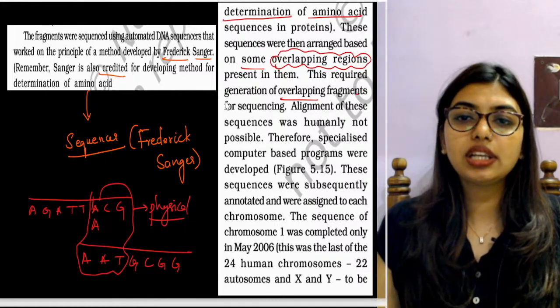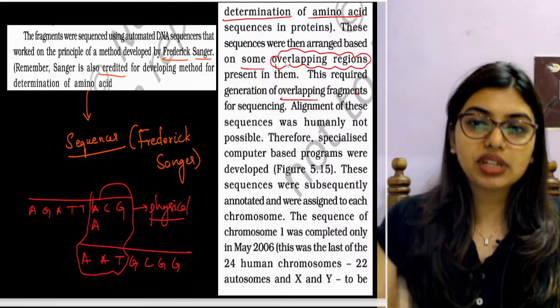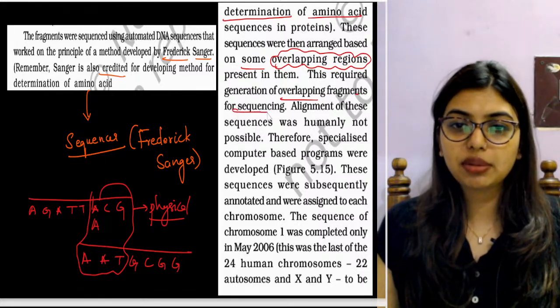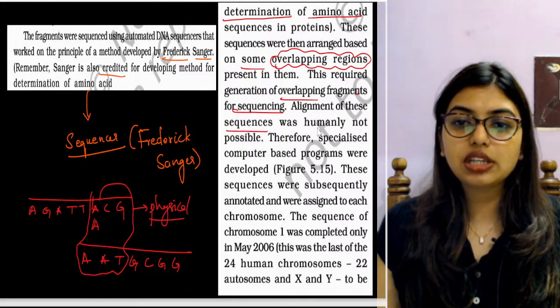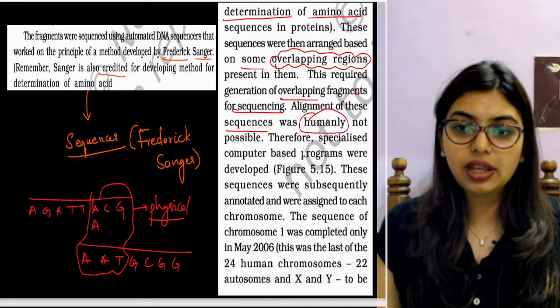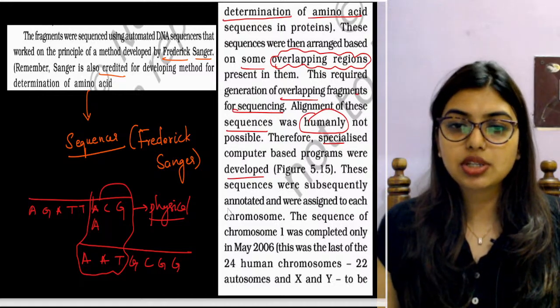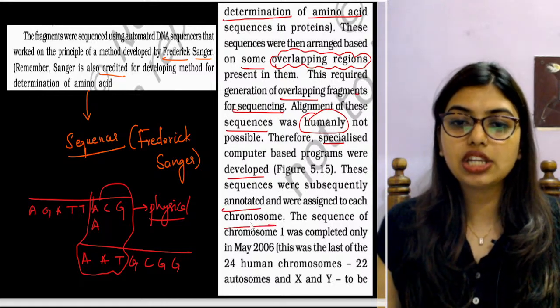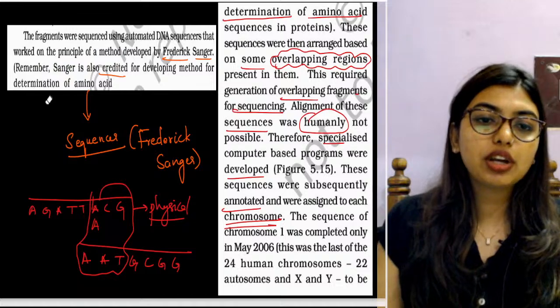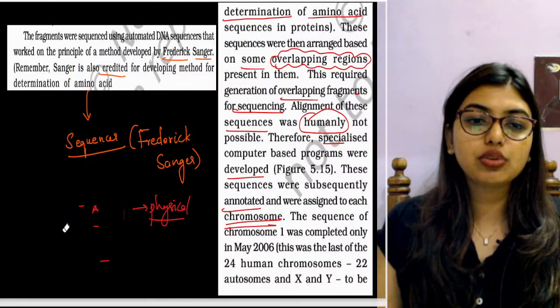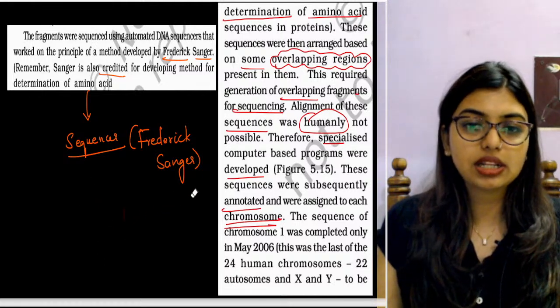So what they did, the sequences were then arranged on some overlapping regions present in them. This required overlapping fragments for sequencing. Alignment of these sequences was not humanly possible. Okay, therefore specialized computer-based programs were developed. These sequences were subsequently annotated and were assigned to each chromosome. Understood? So what we are going to do? We have taken a set of people, and right now we are going to do a naming ceremony of that person. Okay, that is what is happening here.